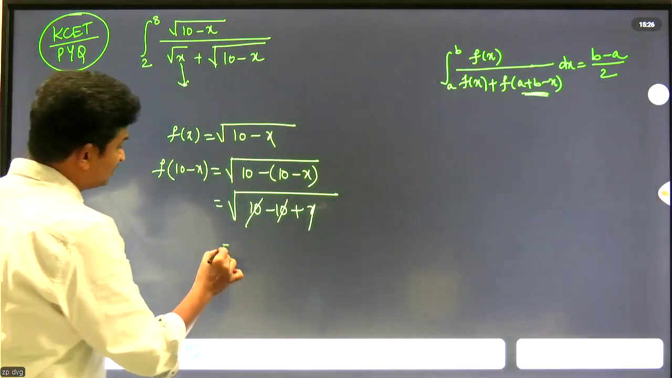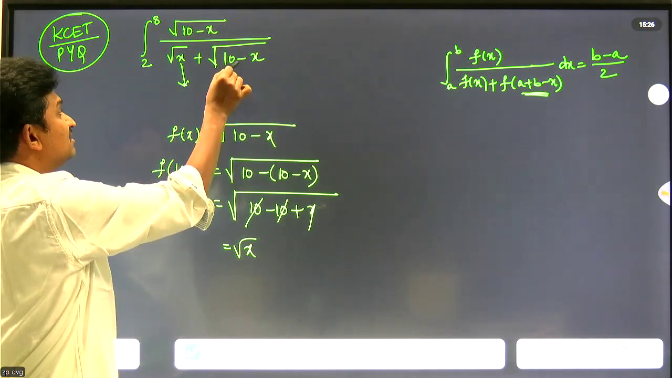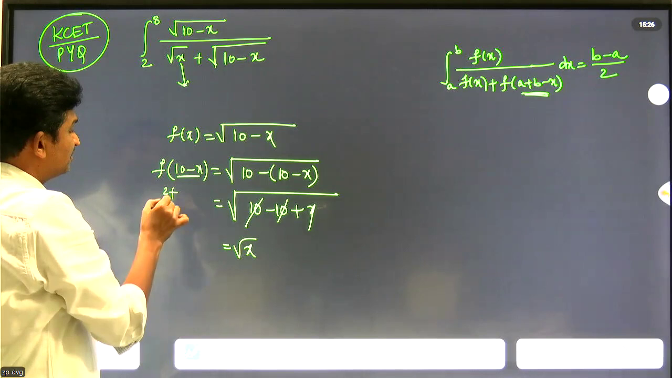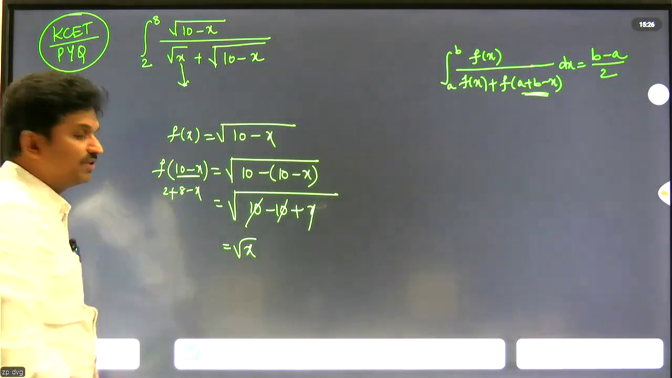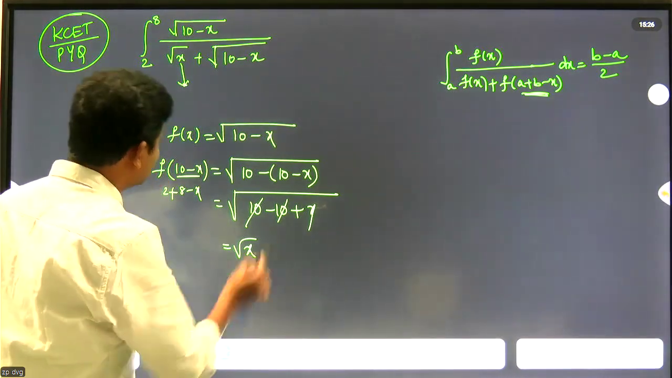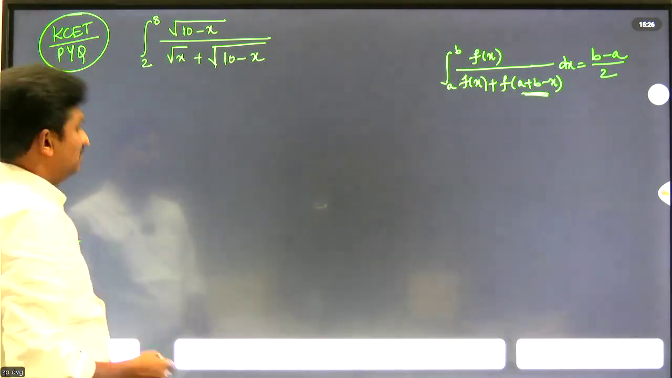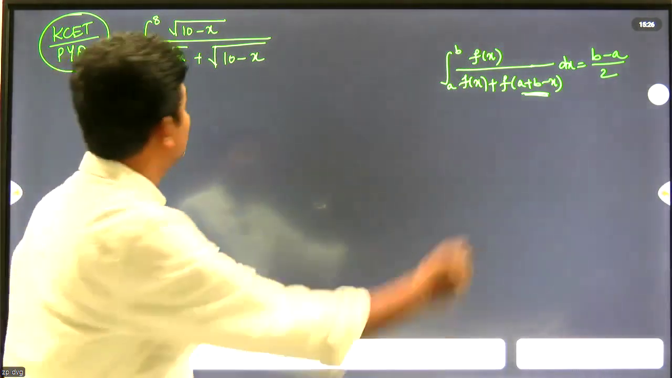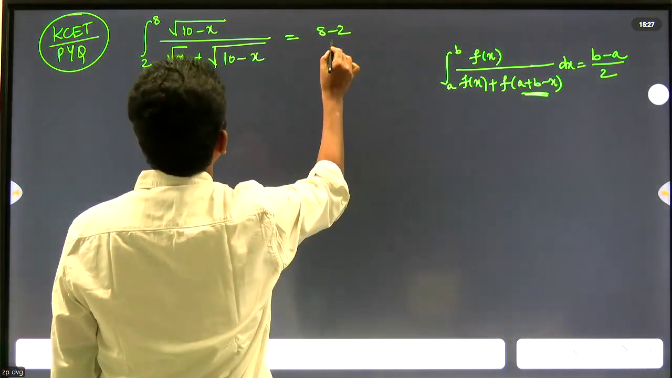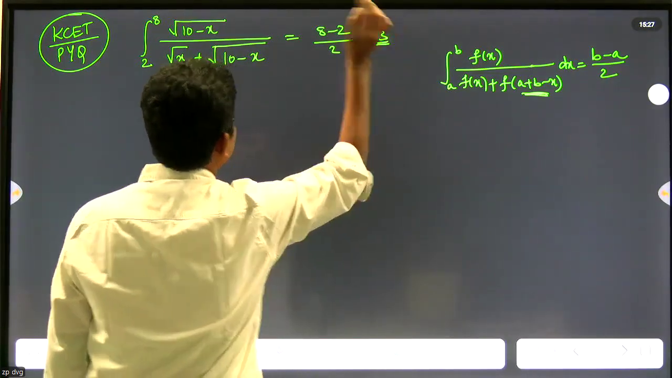No need to do all these things. With practice, you will come to know. If I take this as f of x, this is f of x plus f of a plus b minus x. If you identify that, directly you can write its answer. What is its answer? Its answer is b minus a divided by 2. b minus a is what? Its answer is 8 minus 2, b minus a divided by 2. 6 by 2, 6 by 2 is 3. Single step over.